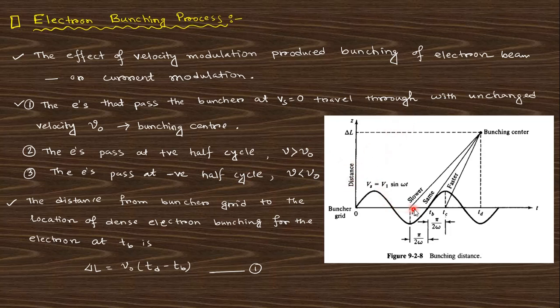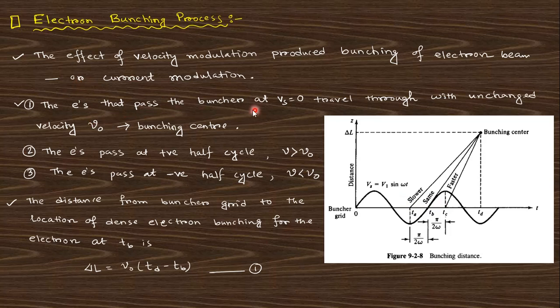You can see here there are three types of electron: the faster electron, the same reference electron, and the slower electron. When the faster electron hits, the RF power and the velocity will be enhanced, and for the slower one the velocity needs to decrease. This is the earlier electron, this is the reference electron, and this is the later electron. The later electron needs to be faster, the earlier electron needs to be slower, and the reference electron needs to keep the same velocity.